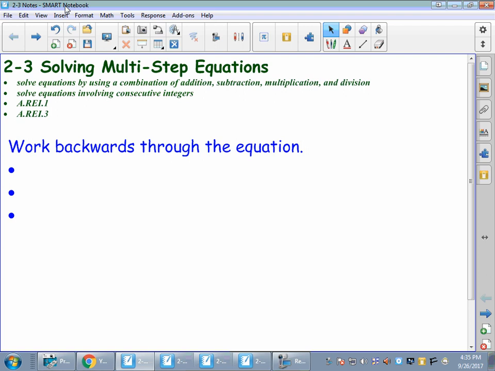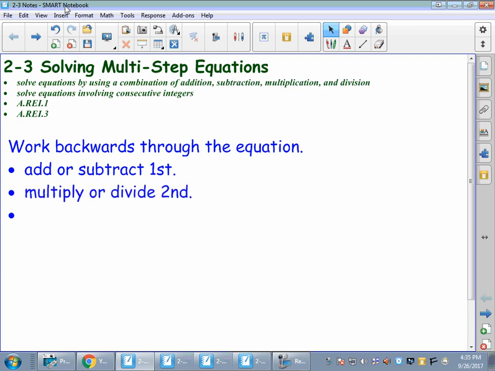So working backwards through the equation, you want to add or subtract first. Again, that whole backwards process of PEMDAS. Multiply or divide second. That's kind of a guideline. Talking through the problem helps explain what is happening to the variable.